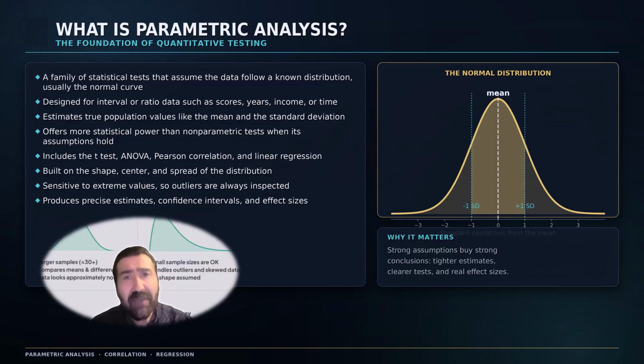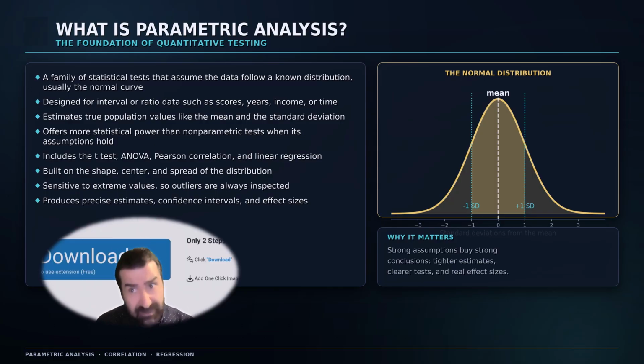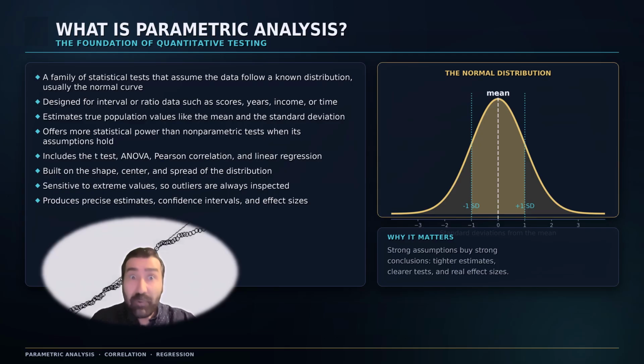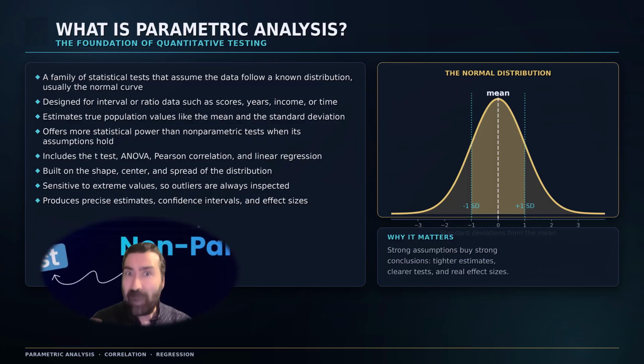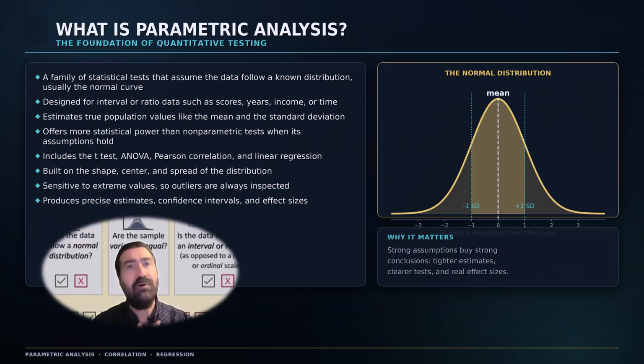Think about it like this. If you measured the height of 1,000 adults and plotted them, most people would land somewhere in the middle, close to the average, and only a few would be unusually short or unusually tall. That pile in the middle, thinning out on the edges pattern, is the bell curve. Parametric tests assume your data behaves roughly that way.